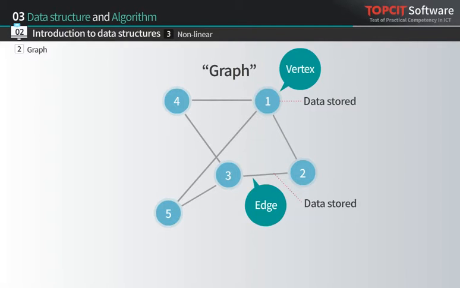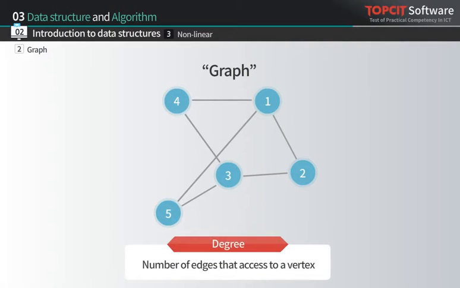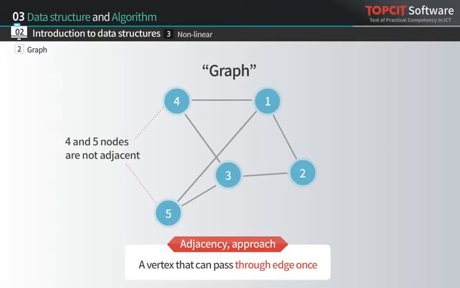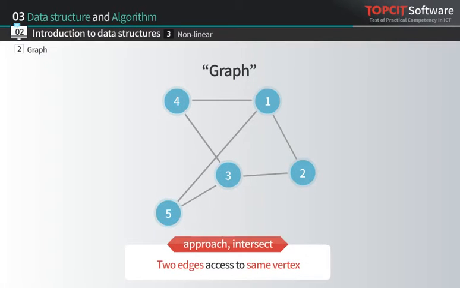The meaning of degree in the tree is the number of child nodes of a certain node. The degree in the graph indicates the number of edges connected to a vertex. For example, the degree of vertex 3 is 3. The degree of vertex 5 is 2. This time, vertices that can pass through an edge are called adjacent, that is, nodes 1 and 4 are adjacent, but nodes 4 and 5 are not adjacent. In addition, we express it as incident if two edges access the same vertex. For example, it can be said that two edges are incident where they access the same node 5.